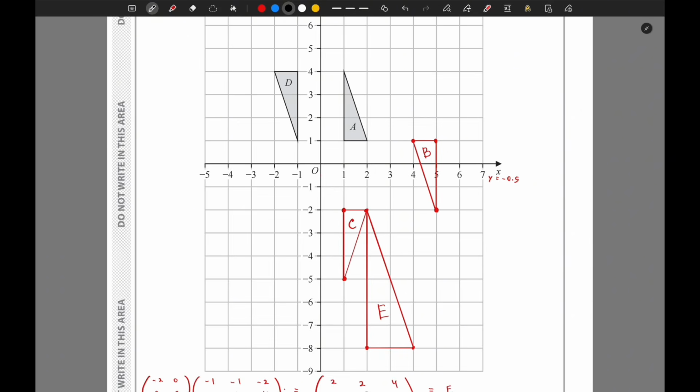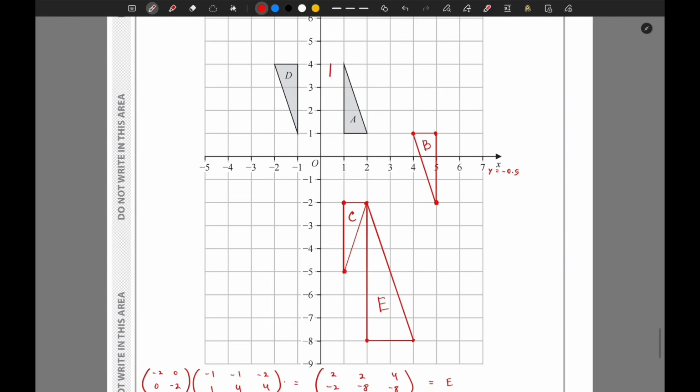Now the scale factor is 2, because as you can see that this has a length of 3 units and this has a length of 6 units. So the scale factor would be 2. Now let's find out the center. So in order to find out the center, we need to join the corresponding points.